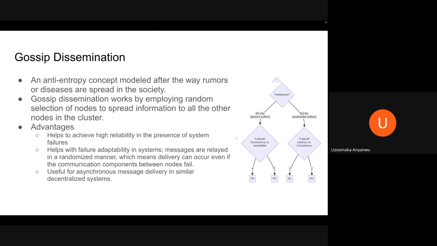An advantage of this is it helps with high reliability in the presence of system failures. It helps with failure adaptability in systems. Messages are not sequential; they are being propagated in a very random manner, right? Which means if communication between components fails, delivery can still happen. So this is useful for asynchronous message delivery in decentralized systems.